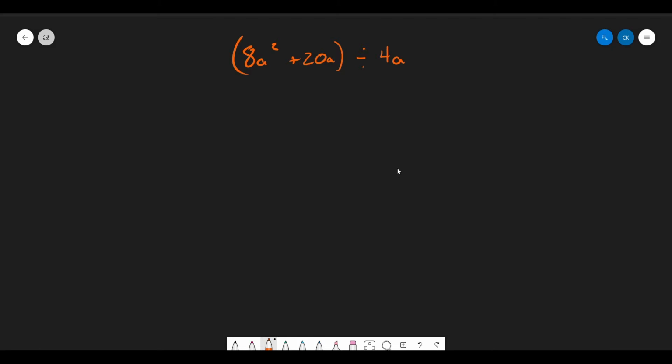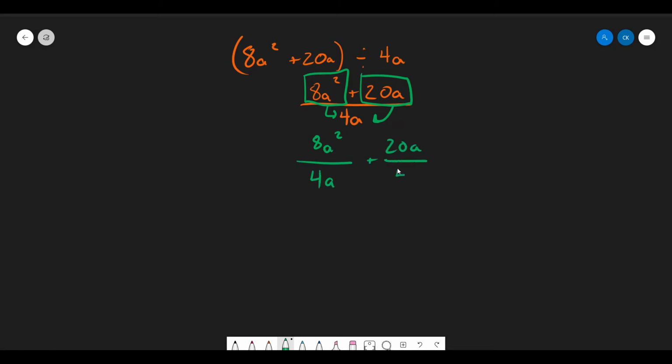So this becomes a division problem. So we have 8a squared plus 20a over 4a. And then we just take each of my terms and divide it by whatever the denominator is. So in turn, this actually becomes 8a squared over 4a plus 20a over 4a, and then we just simplify each fraction. So the 8a squared over 4a, that becomes 2a, and then the 20a over 4a, that becomes 5. So we would end up with something like that, 2a plus 5.